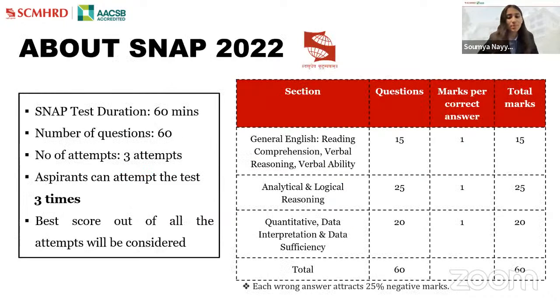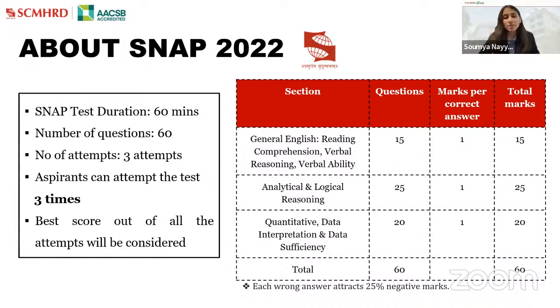Kiran, next slide. Okay, so initially, the SNAP exam is of 60-minute duration, and the number of questions in the SNAP exam is 60. The biggest change that has come this year as compared to last year is that you can now give 3 attempts. Last year you could only give 2 attempts, but this year you can give 3 attempts of the SNAP exam, which of course opens more opportunities for you.